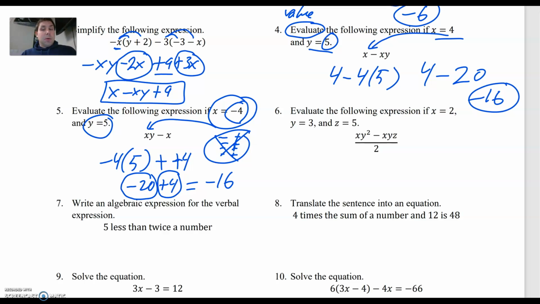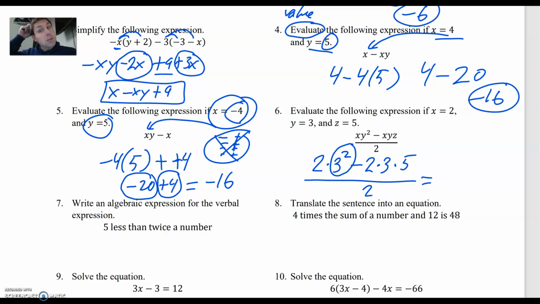All right, number 6, a little bit more tricky, but again, we're doing the same thing. I replace x with 2, so that'd be 2 times y squared, which would be 3 squared. And I'll leave it there for now. Minus x, which again is 2, times y, which is 3, times z, which is 5, all over 2. And what's important here is that this squared means you're multiplying that number by itself. So that really means 3 times 3. And we need to do exponents first. That's the idea of order of operations, PEMDAS. So 3 times 3 is 9.